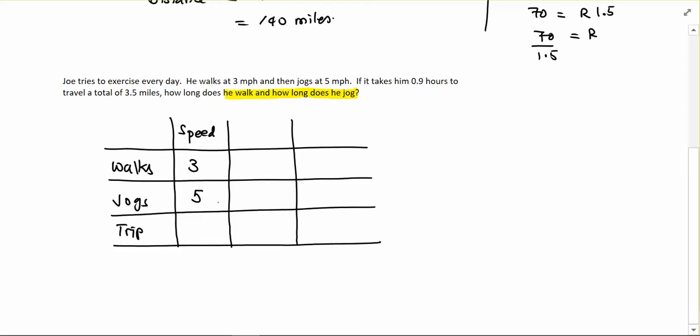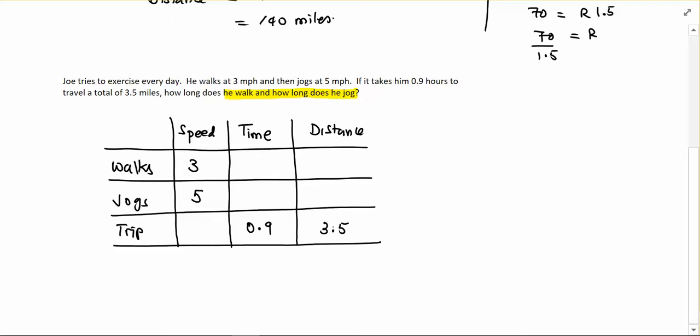It takes him 0.9 hours to travel. Careful now: that's a time. And it takes him 0.9 hours to travel a total of 3.5 miles, so 3.5 is a distance. There are two numbers there, and they go in different places. You wouldn't put them in the same column because one is a time and the other is a distance. It's 0.9 hours for the total trip, so I wouldn't put it in walks or jogs; I'd put it in trip. I'll put 0.9 right there, and 3.5 over here. That's also a total trip.